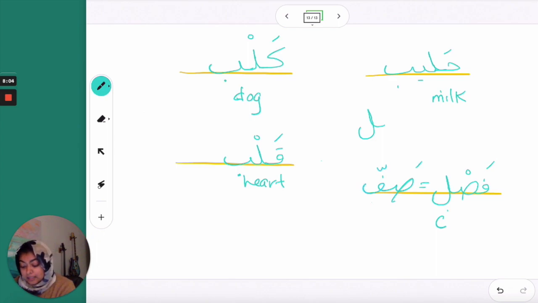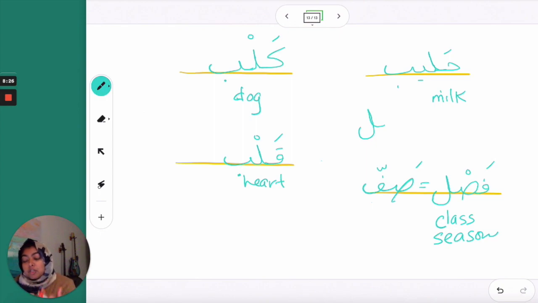Fasl can mean the same thing as saf. So it can mean class, but it can also mean season, okay? Like winter, spring. And fasl can also be used in a different context when you're talking about a semester, fasl ad-dirasi, a semester in school. So it's just a period of time.